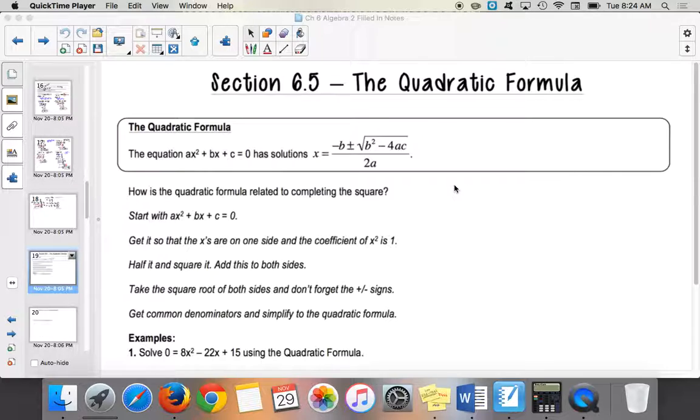But let's start with how it's related to completing the square, because the way we got the quadratic formula is from completing the square. Okay, so I'm going to show you how this is. I often make this a bonus point in the test, so if you want to really get that bonus point, then pay attention to how this is done. Okay, so it says, how is the quadratic formula related to completing the square?